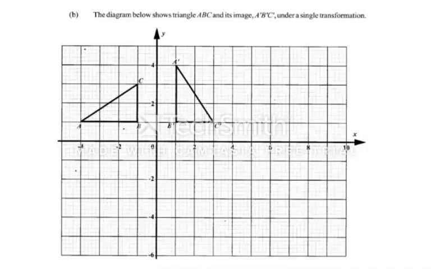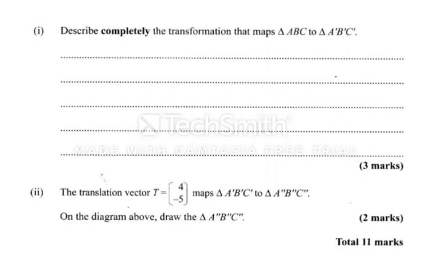All right, this is the B part of the question. In the B part of the question, we're told that the diagram below shows triangle ABC and its image A prime, B prime, C prime under a single transformation. So ABC is the object and A prime, B prime, C prime is the image. All right, so we have object and we have image. We're asked to describe completely the transformation that maps triangle ABC onto triangle A prime, B prime, C prime.